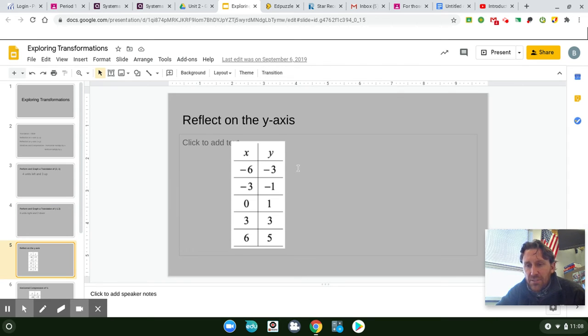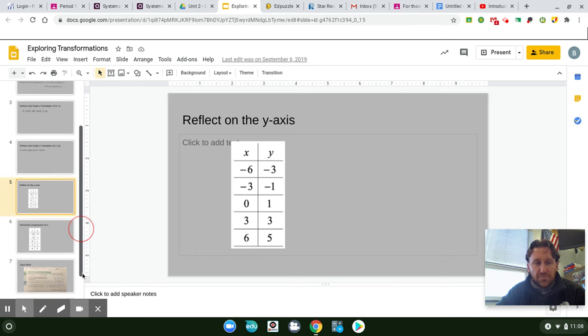Reflection on the y-axis, you change all the x values. So all these y values stay the same, just this would become 6, this would become 3, 0 stays the same, this would become negative 3, and that would become negative 6.